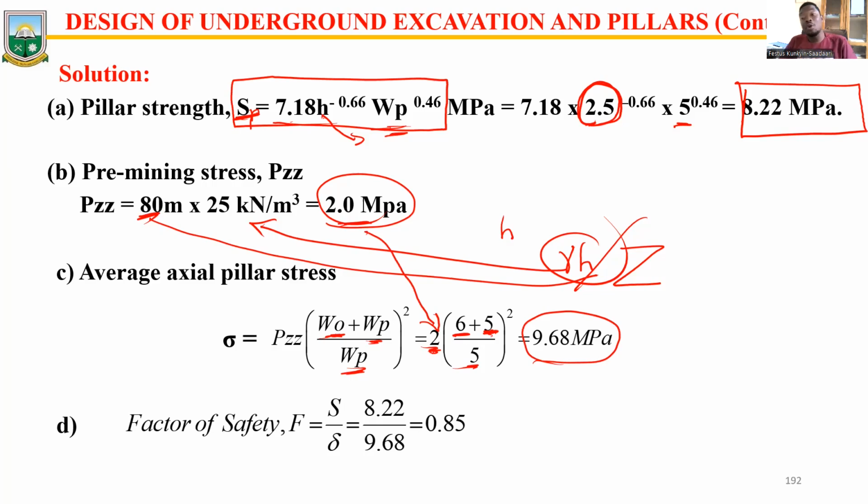So if I want to compute my factor of safety, all I need to do here is to find out the strength of the pillar divided by the stress the pillar is going to bear. So this is my strength, and this is the burden I have to carry, the cross I have to carry. When divided, I got a factor of safety to be 0.85.